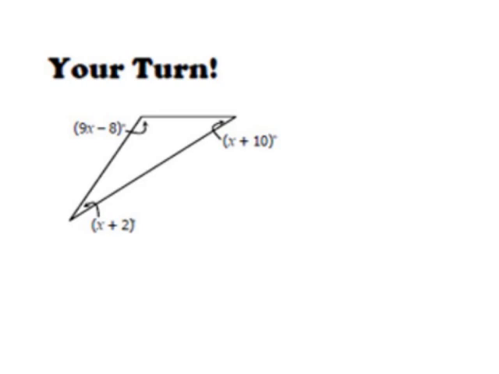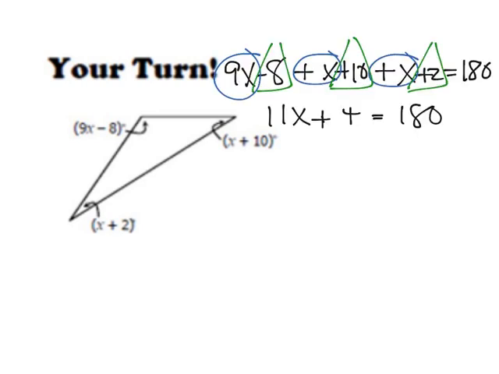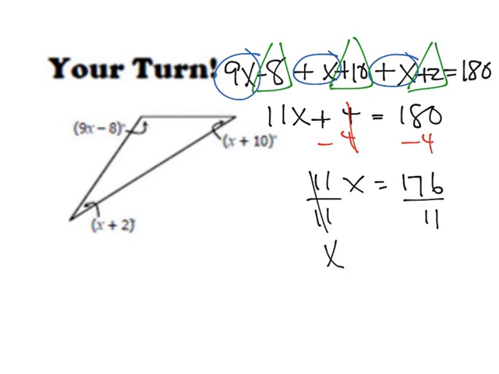So setting this up the same way, equal to 180. Okay, so I have added all the terms, I have simplified, and now I'm ready to solve for x. So I'll minus 4 to both sides. I'm left with 11x equals 176. I'll go ahead and divide 11 on both sides. I'm left with x equals 16.